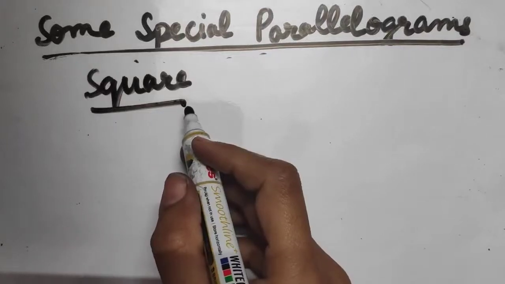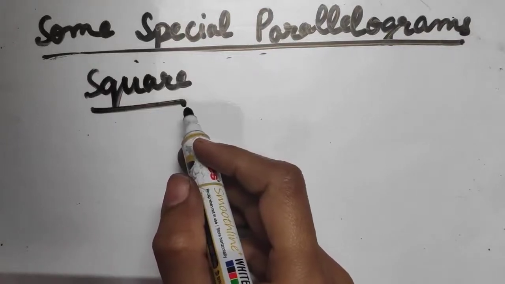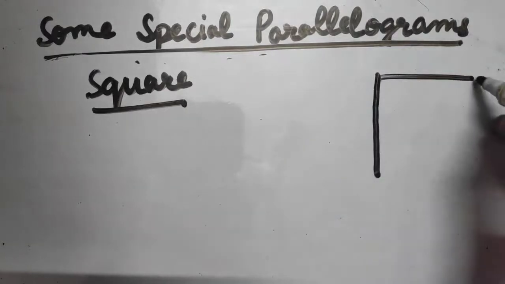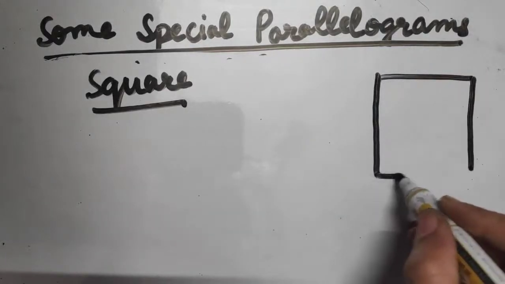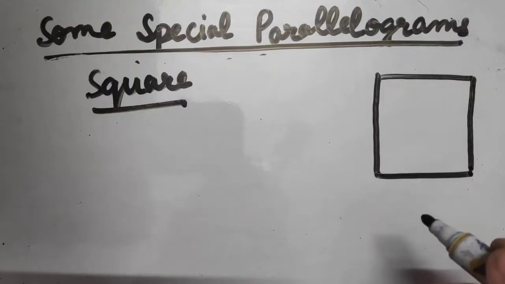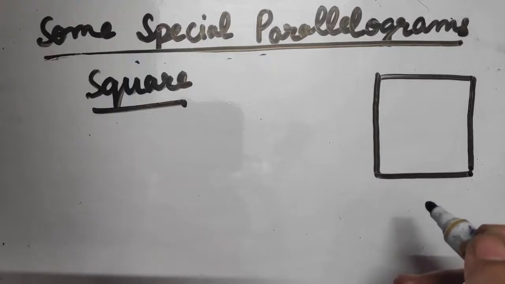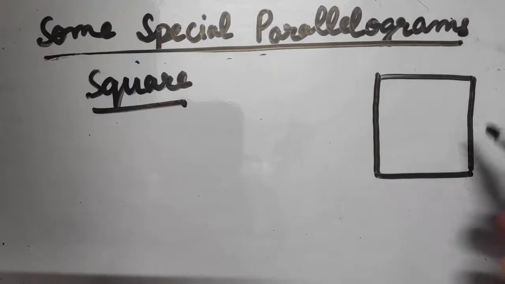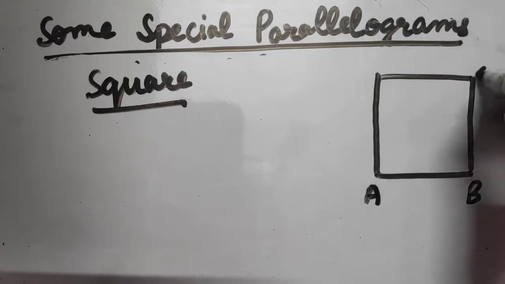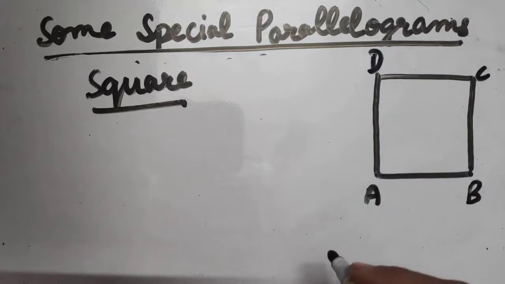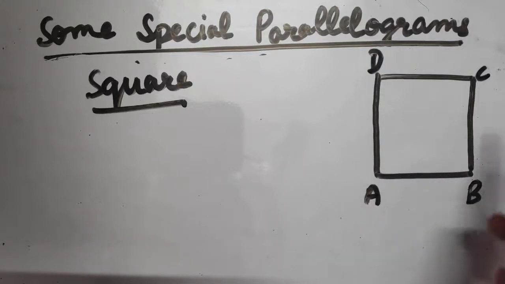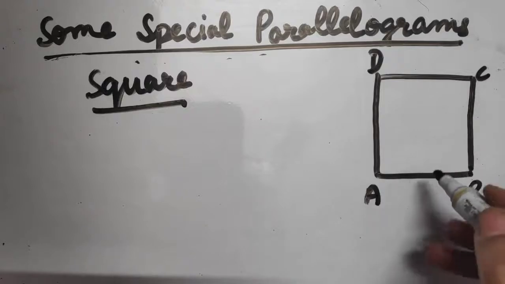So the definition of a square is, if two adjacent sides of a rectangle are equal. I am making a rectangle. If two adjacent sides of a rectangle are equal, then it is called a square. Or we can say if one angle of a rhombus is a right angle, then it is a square. So A, B, C and D. This is a square. Now in this rectangle, AB is equal to BC, so it is a square.